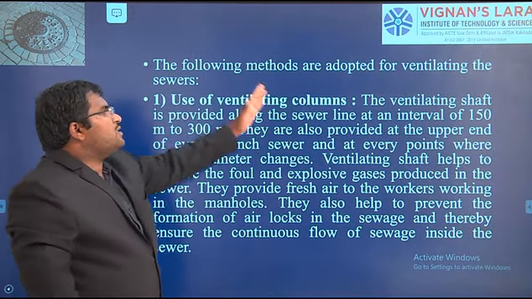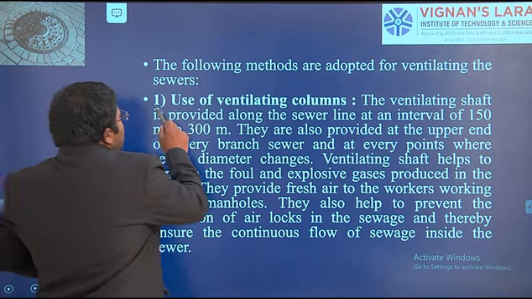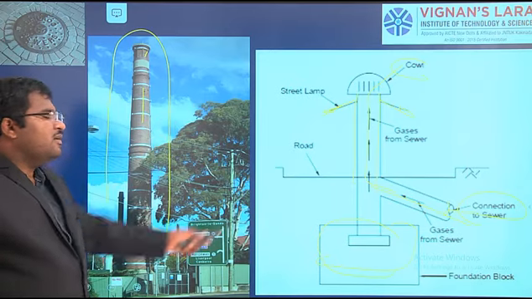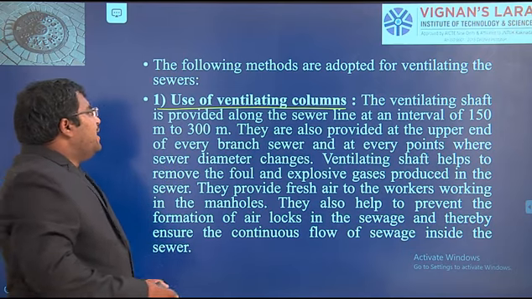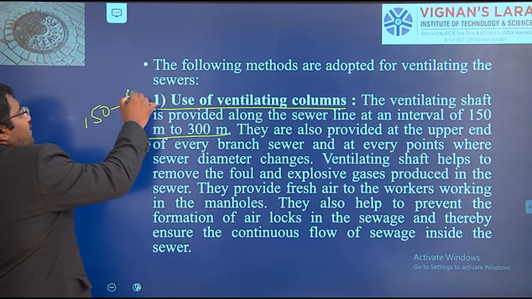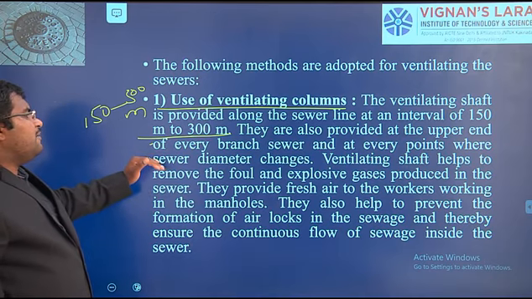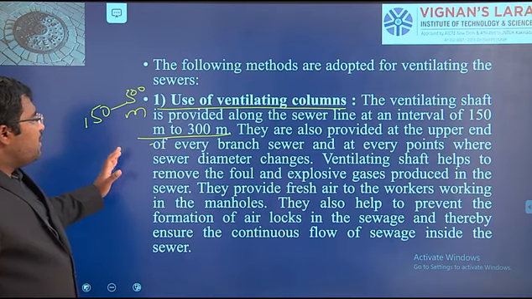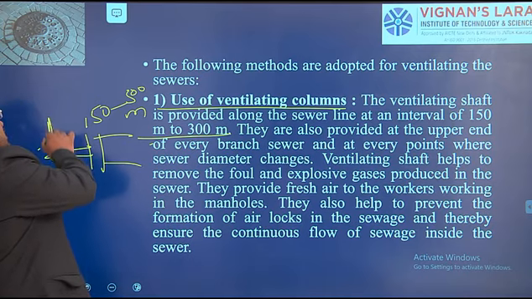Now the following methods are adopted for ventilating the sewers. These are the two to three methods we have. The first one is the ventilation column. Whatever you observe here is called a ventilation column. The ventilation shaft is provided along the sewer line at an interval of 150 to 300 meters. One shaft is provided at that interval. They are also provided at the upper end of every branch sewer and at every point where the sewer diameter changes, such as from a small pipe to a very big pipe. They are provided at the starting stage also.